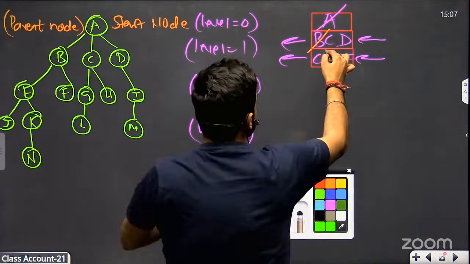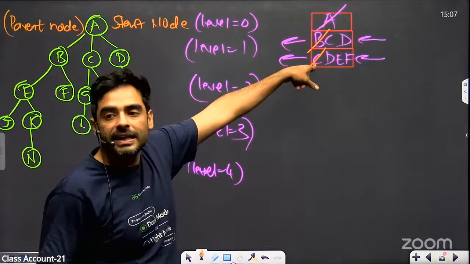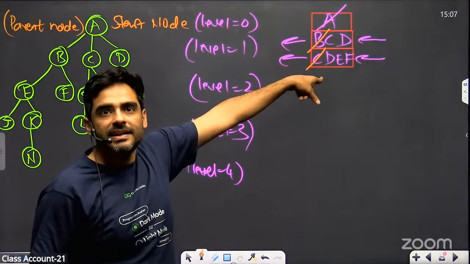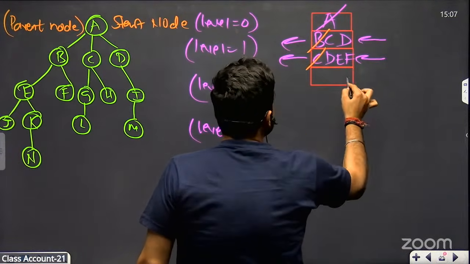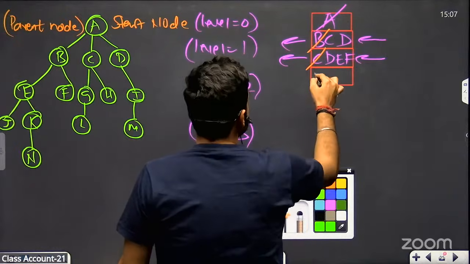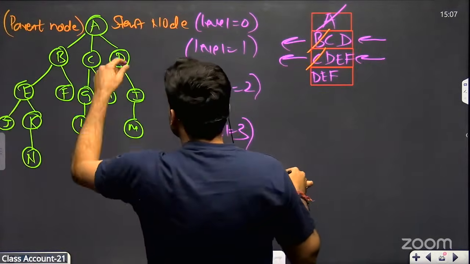Then FIFO. Who came first before D, E, F? C came. So I would be cutting C here. Okay, now C has how many children? So D, E, F. C has how many children? Okay, C has 2 children, G and H.